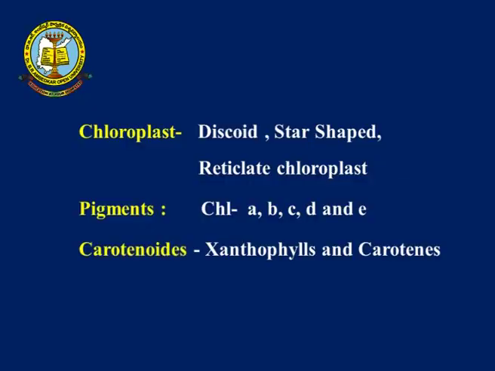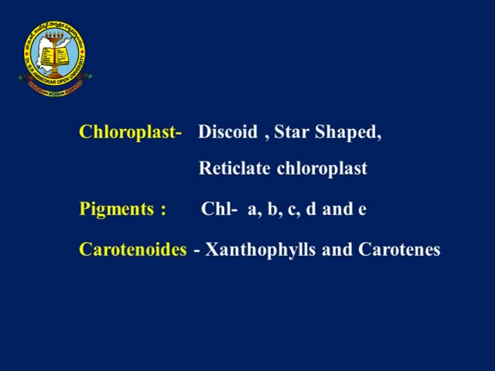Inside the chloroplast, thylakoids are present, and in the thylakoids, pigments are present. These pigments are chlorophylls and carotenoids, which are classified into xanthophylls and carotenes. Let us first see the chlorophylls. The chlorophyll types in algal members are chlorophyll A, chlorophyll B, chlorophyll C, chlorophyll D and chlorophyll E. Chlorophyll A is the universal pigment present in any autotrophic organism.